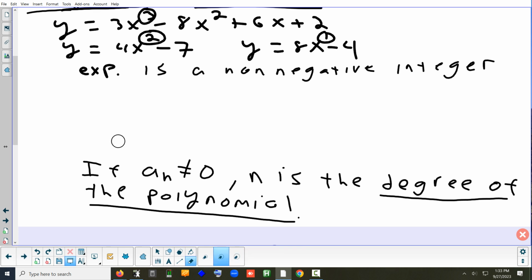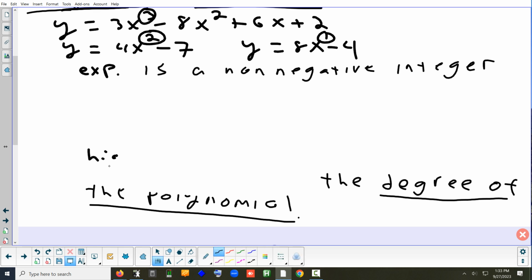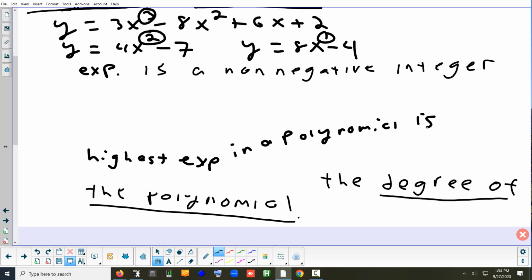So the highest exponent in a polynomial, I'll write it this way. So the highest exponent in a polynomial is the degree. So the highest exponent in a polynomial is the degree of the polynomial.